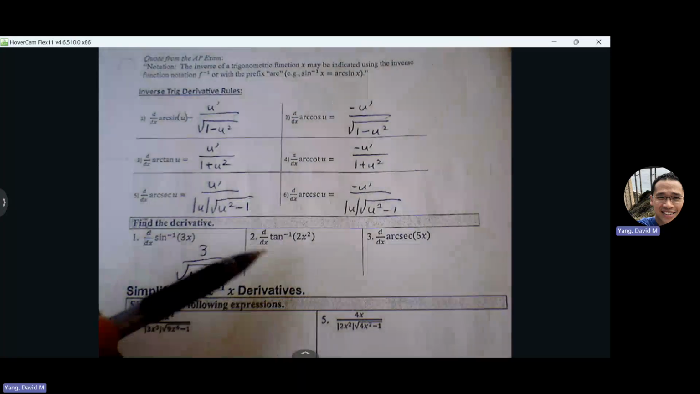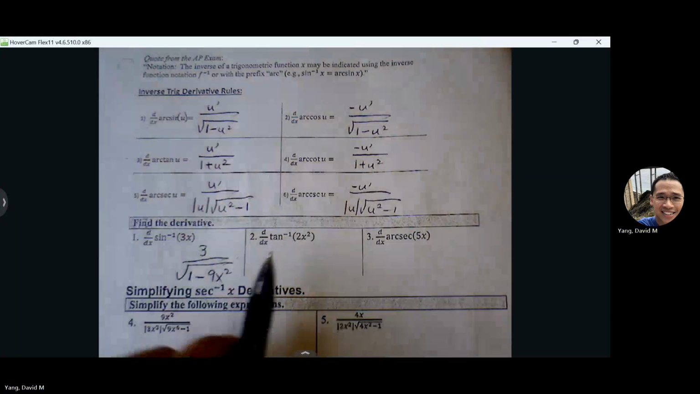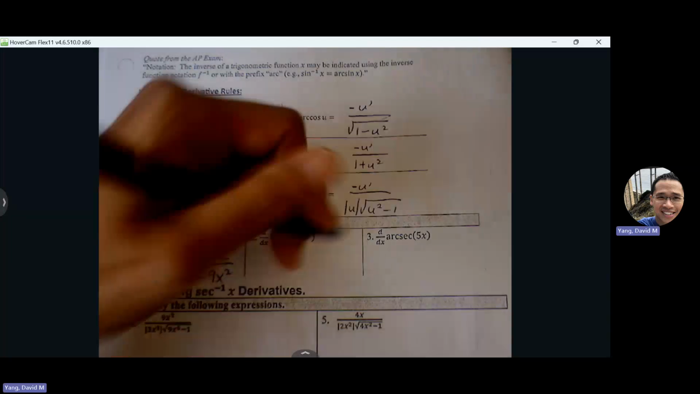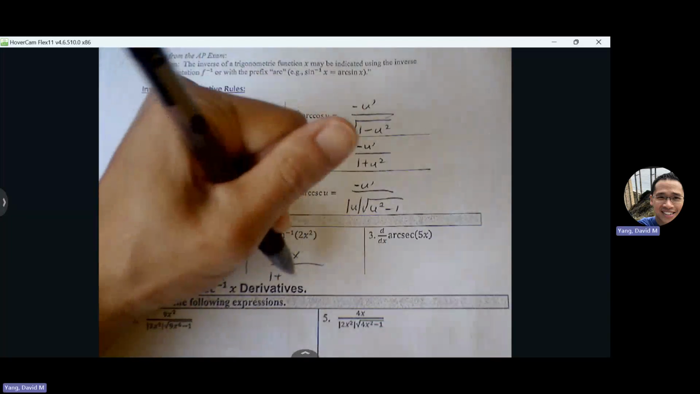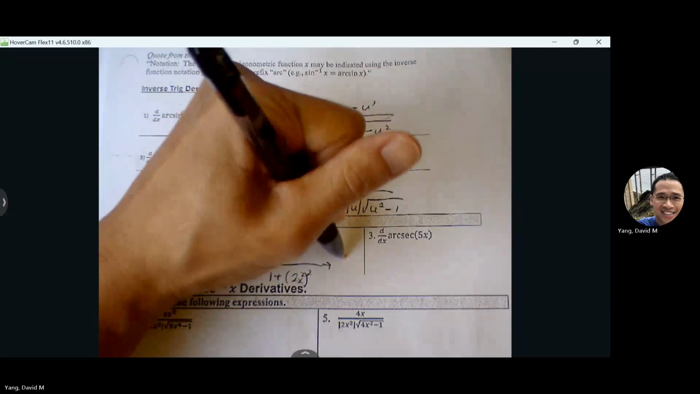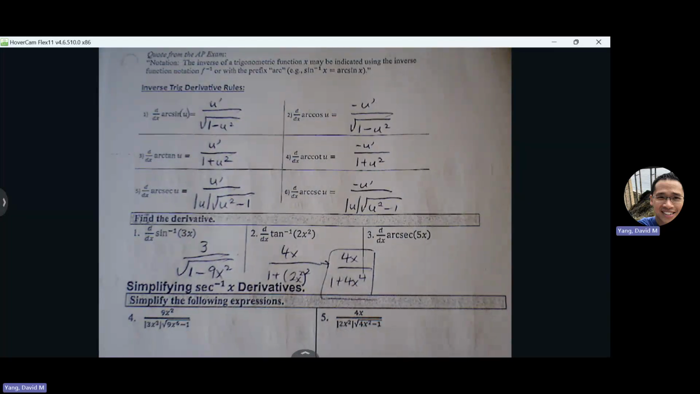All right, number 2, we'll use u prime over 1 plus u squared. So what's u prime going to be? 4x over 1 plus the quantity 2x squared, squared, which will just be 1 plus 4x to the fourth. Okay, try the last one, number 3.